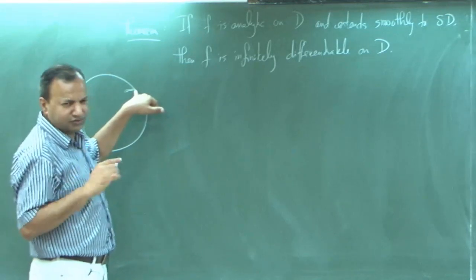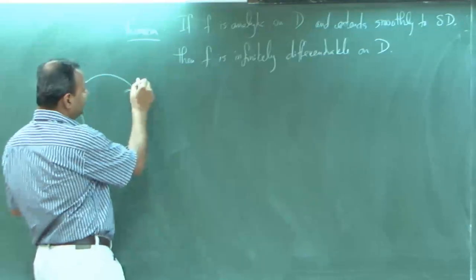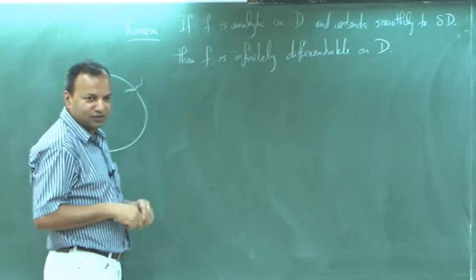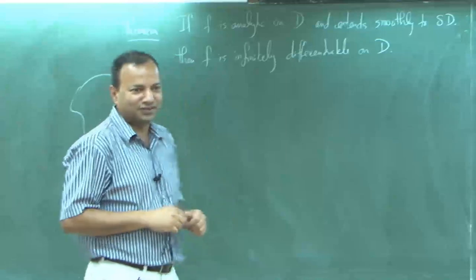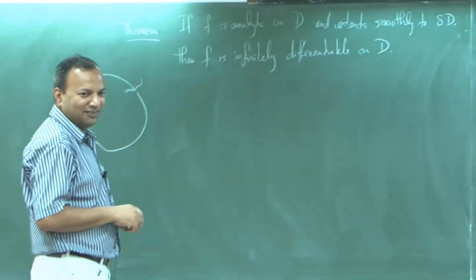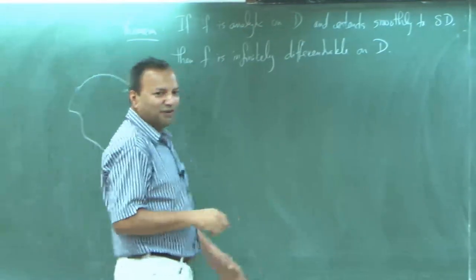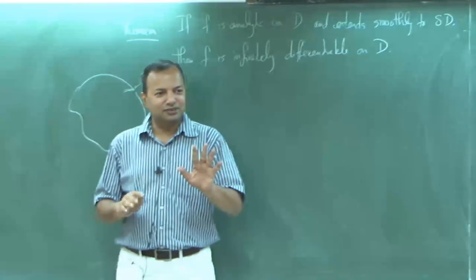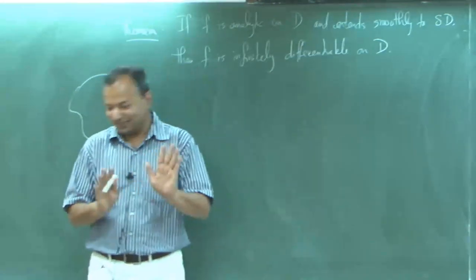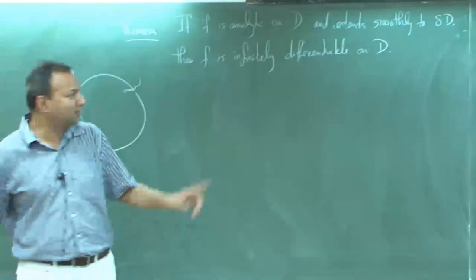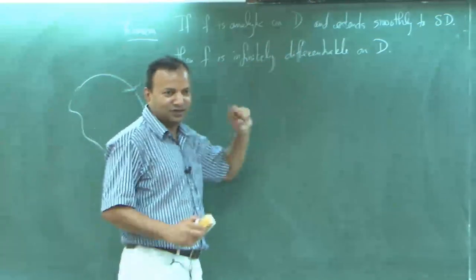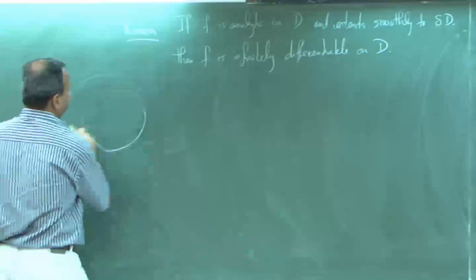Well, that's hard to say, because that would mean that if you are approaching from outside also, then it should be continuous. That you cannot say. f is continuous on d bar as long as you approach it from inside, then it's fine. So one cannot say that it's continuous on d bar, but one has to say it this way.